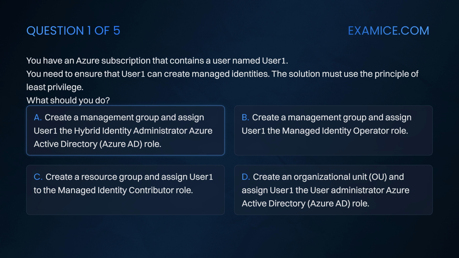Create a management group and assign User1 the hybrid identity administrator Azure Active Directory role. Option B. Create a management group and assign User1 the managed identity operator role. Option C. Create a resource group and assign User1 to the managed identity contributor role. Option D. Create an organizational unit and assign User1 the user administrator Azure Active Directory role.